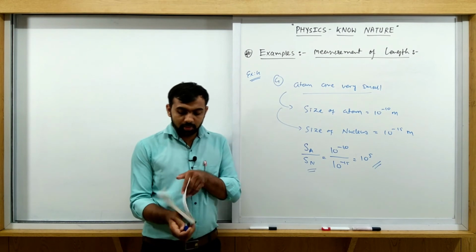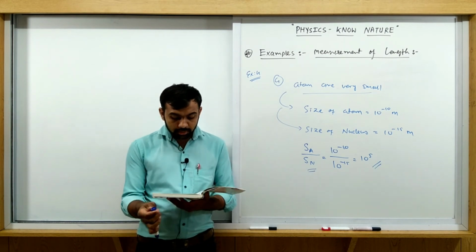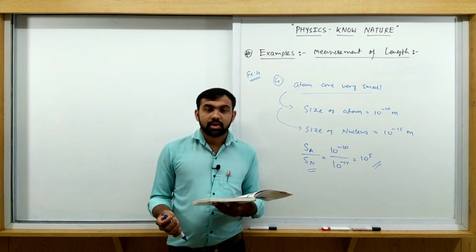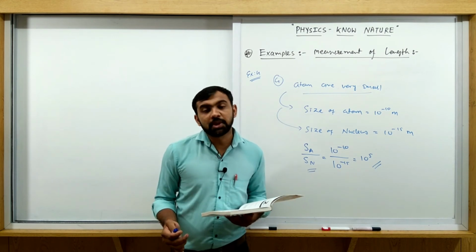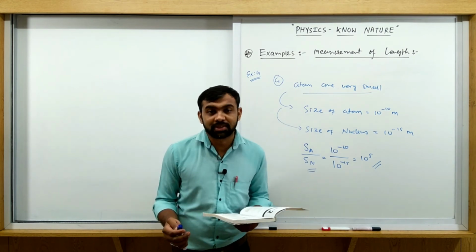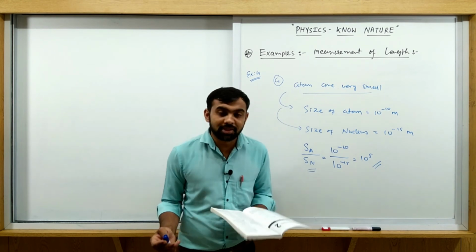Okay, now the second statement: a jet plane moves with a great speed. If you consider light, then the speed of light is 3 into 10 raised to 8 meter per second, and the jet plane's speed is much smaller.